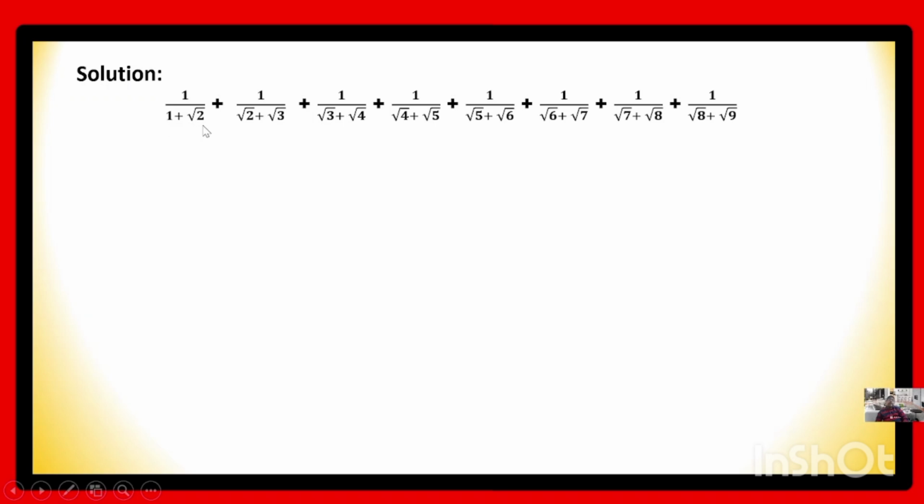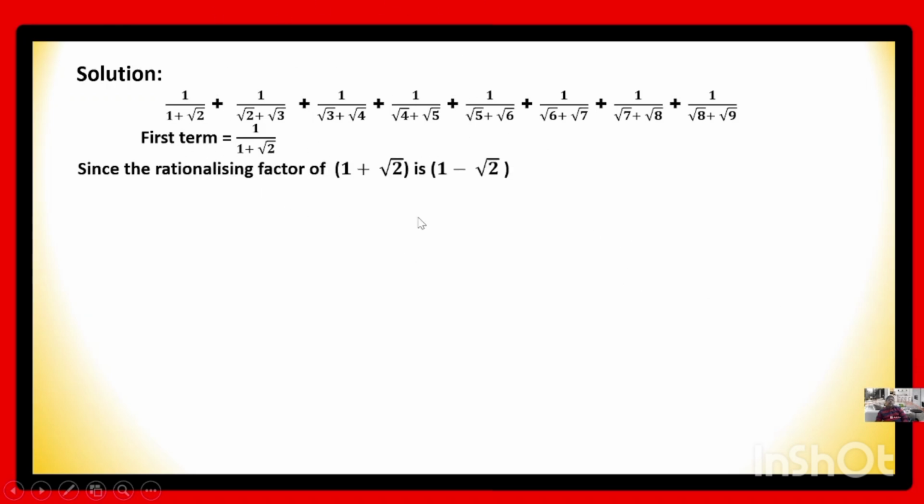We have to rationalize the denominator, because all of you know the denominator of a fraction should be a rational number, it cannot be irrational. So we have to multiply by a suitable rationalizing factor. The rationalizing factor of 1 plus root 2 is 1 minus root 2, and you have to multiply this 1 minus root 2 in the numerator and denominator.